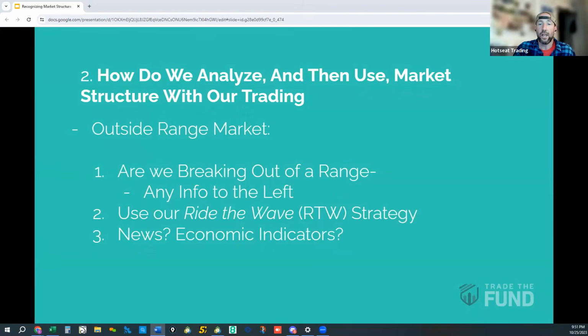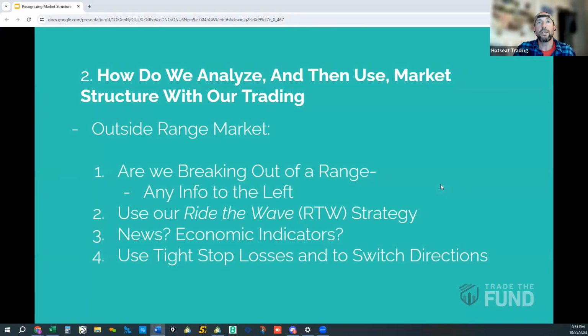Another thing to be cognizant of, we need to make sure if there's any news events happening, any economic indicators, any sort of catalyst that can help push this market to go from one range to another range, whether it's 30 pips away, 50 pips away, 70 pips away. How many times have we been in a market where a news event happens and it pushes the price lower to the next range? All through these markets, we have specific rules. One of the rules for outside range market is to use tight stop losses and to be prepared to switch directions.